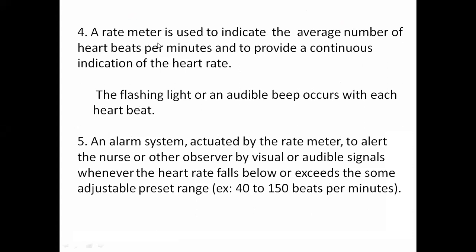We can observe a rate meter in the intensive care unit. This rate meter is used to indicate the average number of heartbeats per minute and to provide a continuous indication of the heart rate. It is another equipment we can observe in a coronary intensive care unit, especially for the treatment of heart patients. It indicates the average number of heartbeats per minute, and from that we can identify the heart rate.